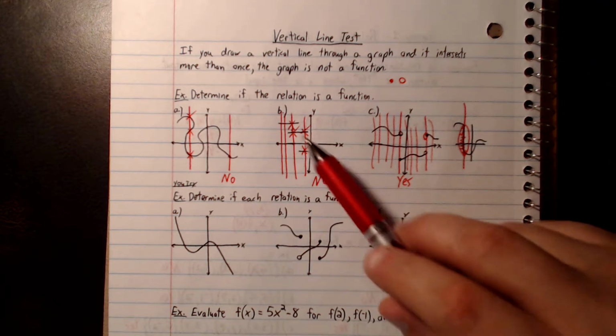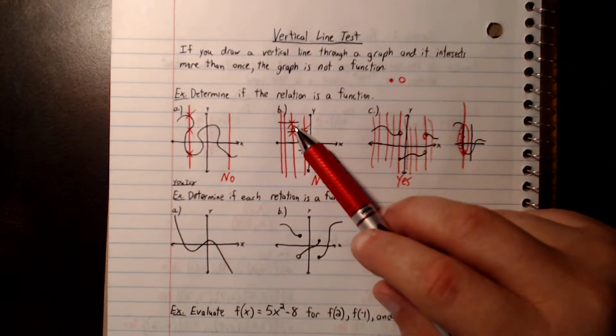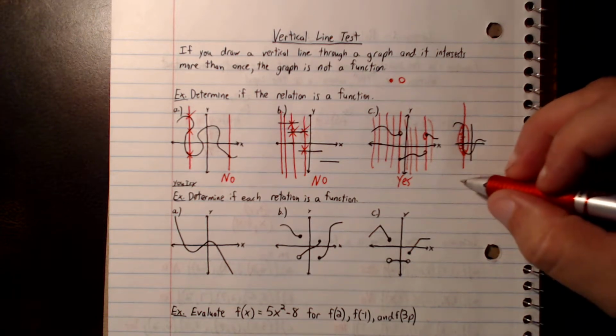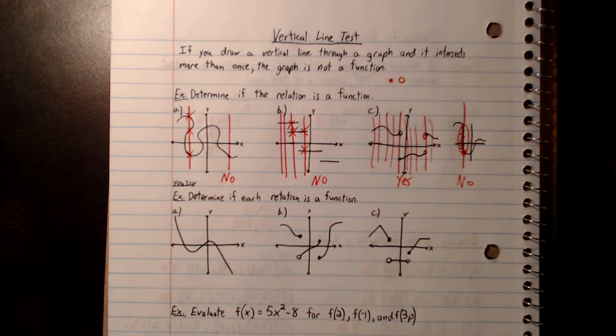So if it was bad hitting it twice, it's really bad hitting it an infinite number of times. So this particular example would also be a no. Okay, so if you see vertical lines appear or if you see it overlap, those are where your problems are.